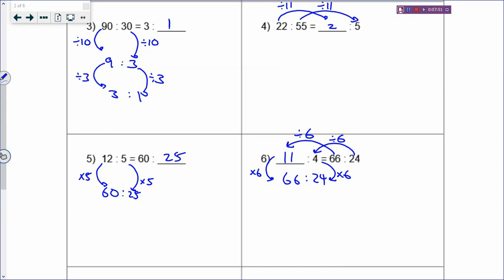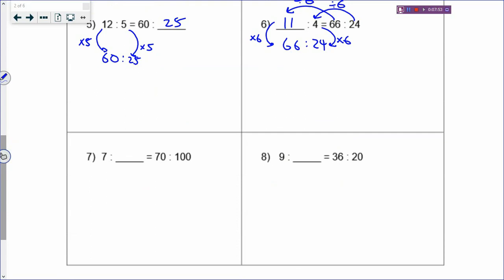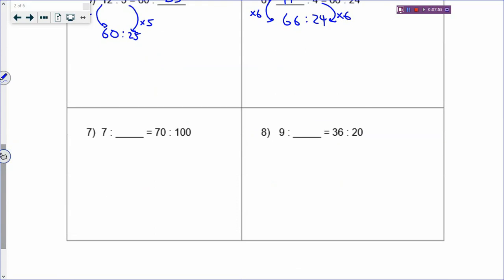Let's go on to the next one. Question number 7. So 7 is to what is equal to 70 is to 100. Let me just put below 70 is to 100. So 7 becomes 70. How does 7 become 70? 7 times 10. And then the other side you also must do the same. So what times 10 equals 100? So you have to work backwards to get the blank. So 100 divided by 10, and that's how you get your missing number, which is 10.